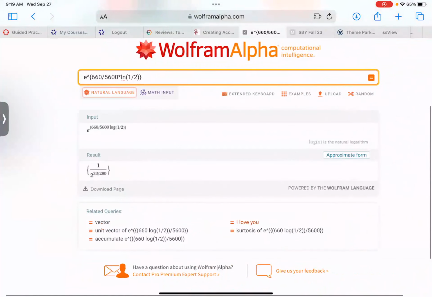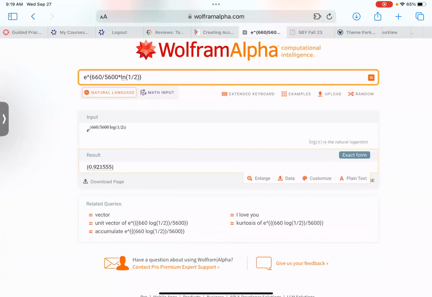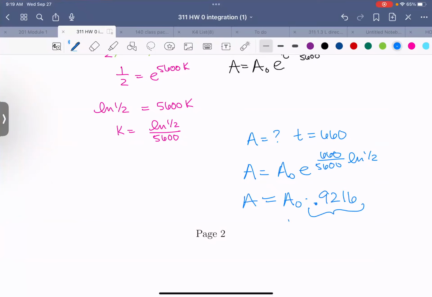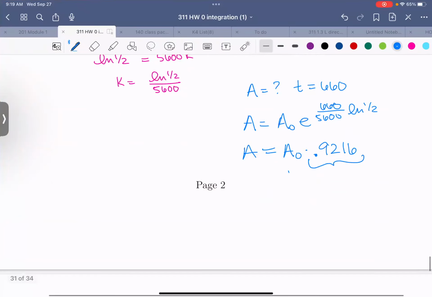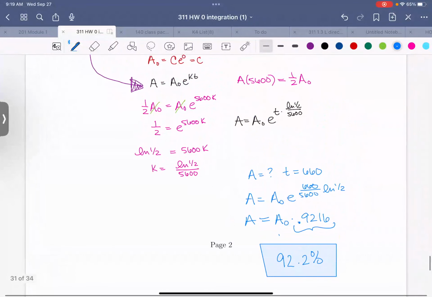There we go, 0.9215. And when the amount is given that way, as a fraction of the initial amount, then when you convert to a percentage, that is the percent, right? So multiply by 100, it tells you that 92.2% of the carbon still remains. So that's how we do that.